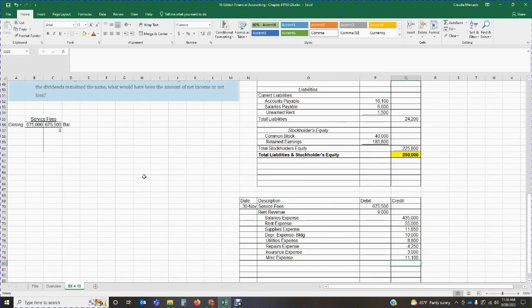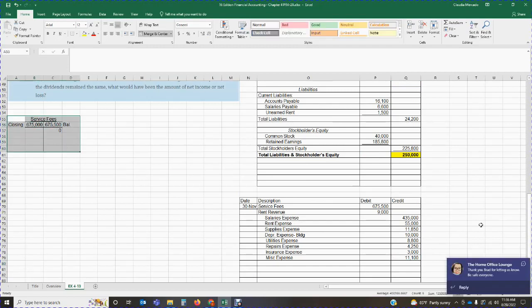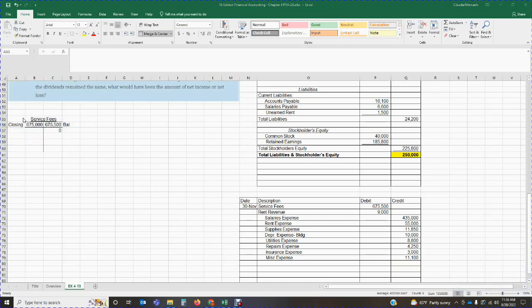Okay. So let's see what happened. Let's look at what is happening here. So all of our revenue accounts got debited. All of our expense accounts got credited. Okay, so let me see what we're doing. So this is going to be my retained earnings account. Okay, let me zero this out.